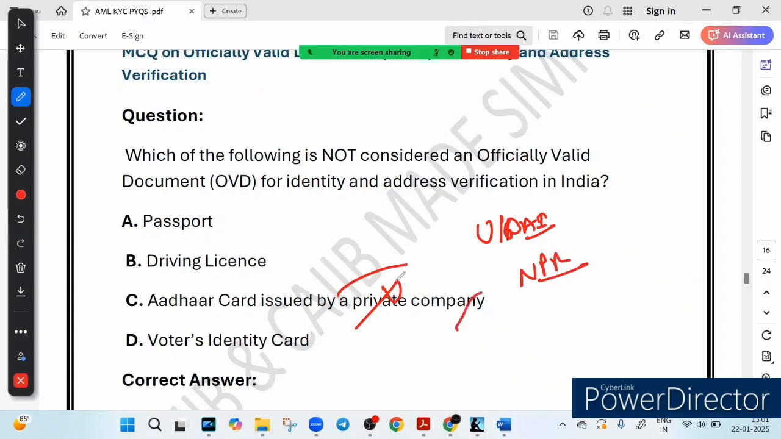Passport is valid, a government-issued OVD. Driving license is also valid, another government-issued OVD. Aadhaar card issued by a private company is wrong. And the voter identity card is valid, because it is issued by the Election Commission of India and is considered a valid OVD. So what we have seen is that option C is the one that is not an OVD.